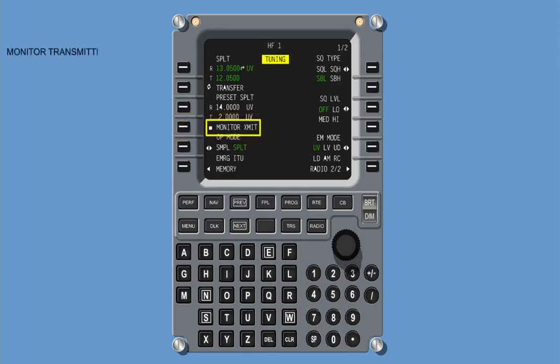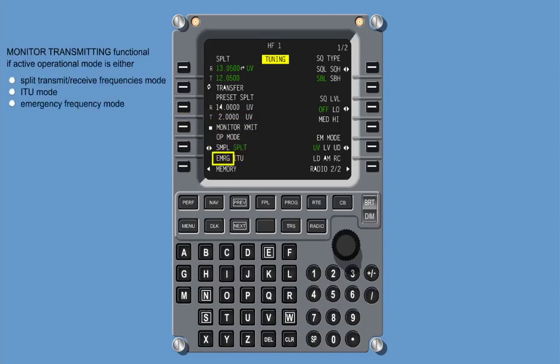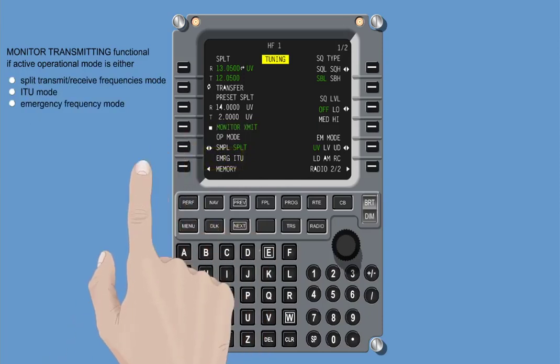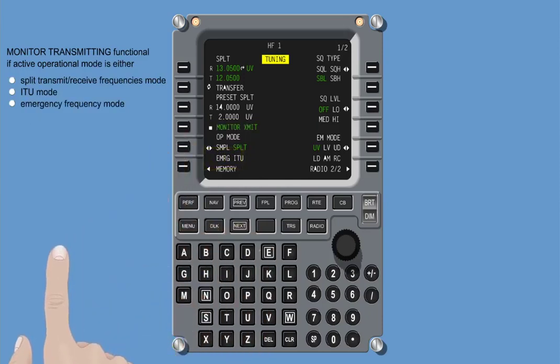The monitor transmitting data field is functional if the active operational mode is either the split transmit receive frequencies mode, the ITU mode, or the emergency frequency mode. Pressing the line select key sets the receive frequency to transmit frequency. This enables listening on the transmit frequency before talking on the transmit frequency. The active receive and transmit frequencies do not change, but the monitor transmit is displayed in green font.